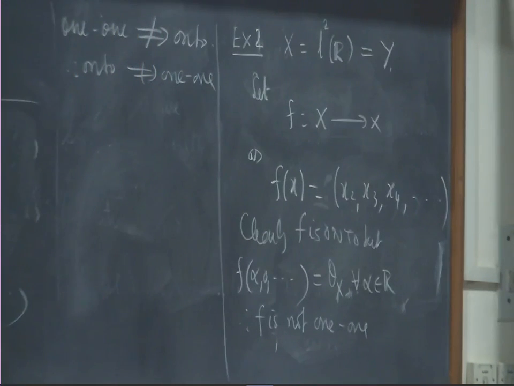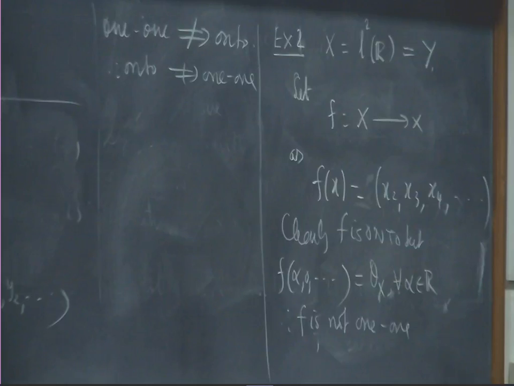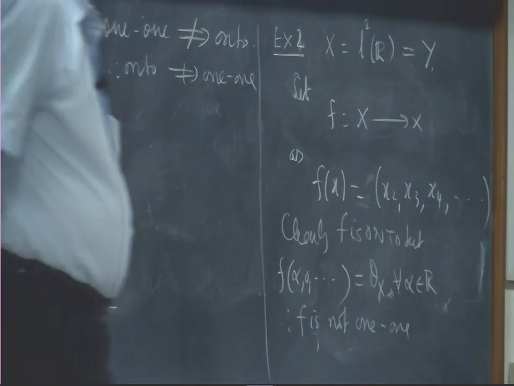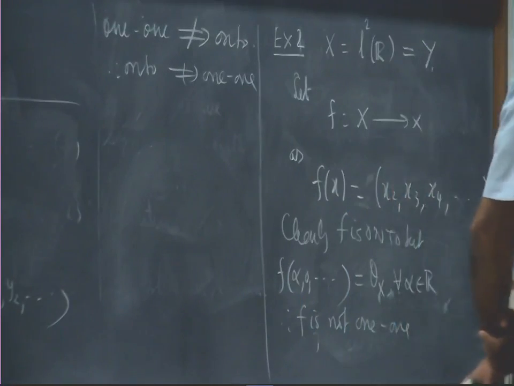So, in infinite dimensional situations, even if the domain and codomain are the same, these two terms 1-1 and onto are totally independent concepts. One does not imply the other.